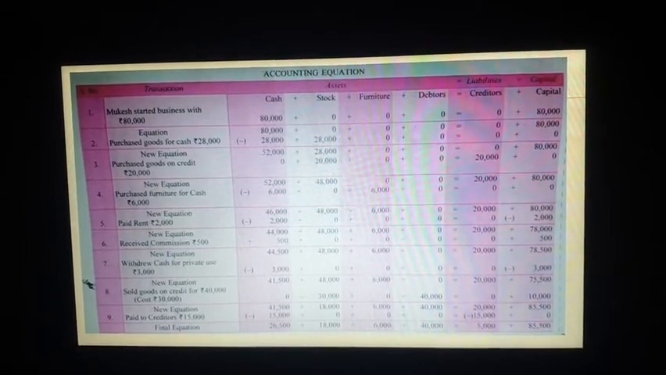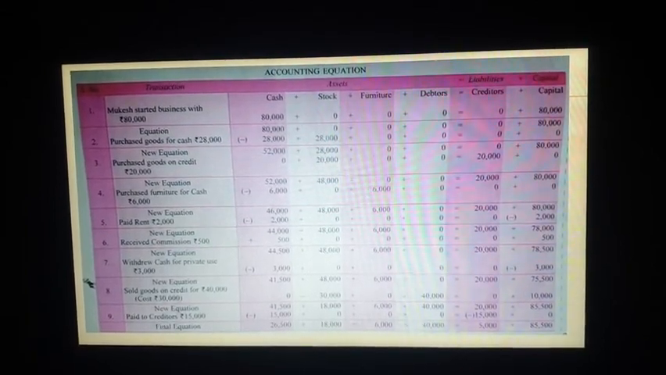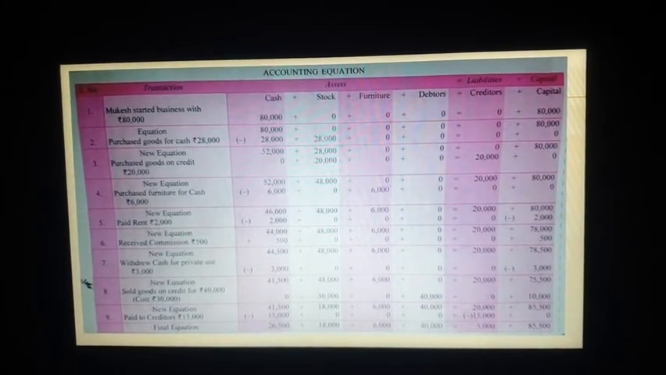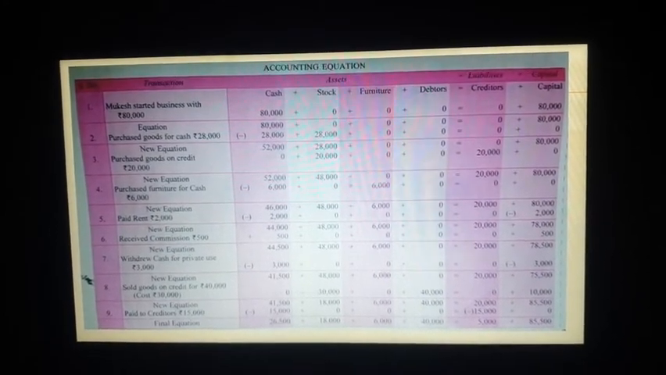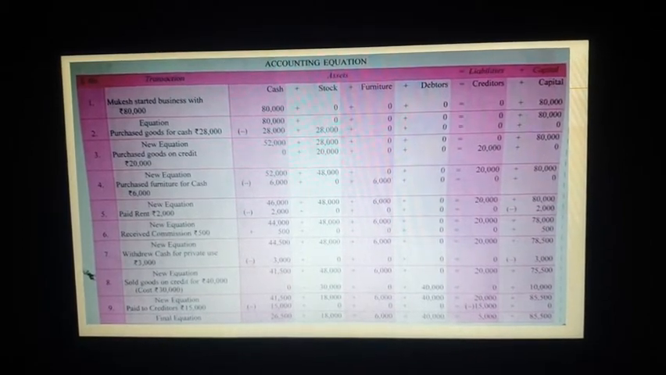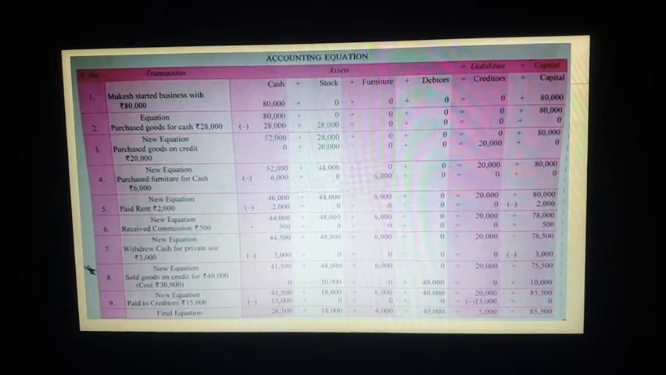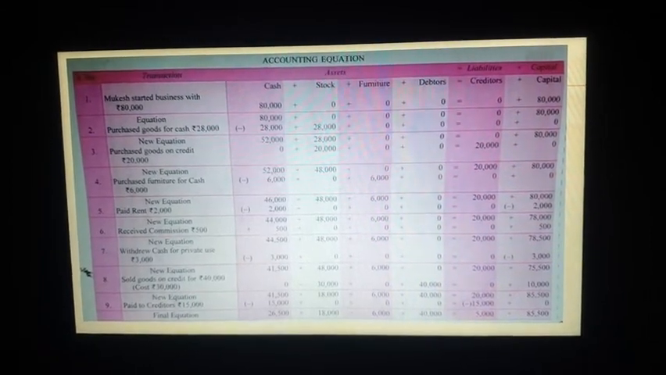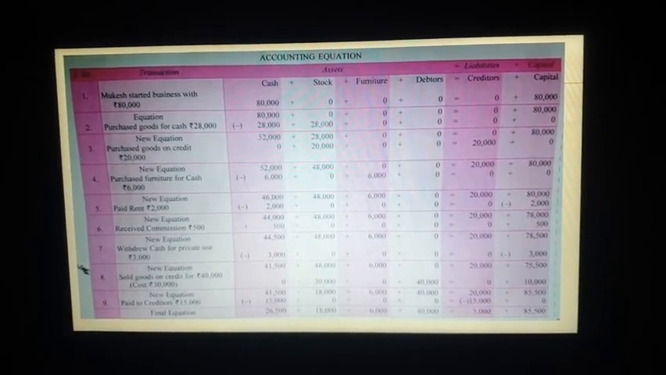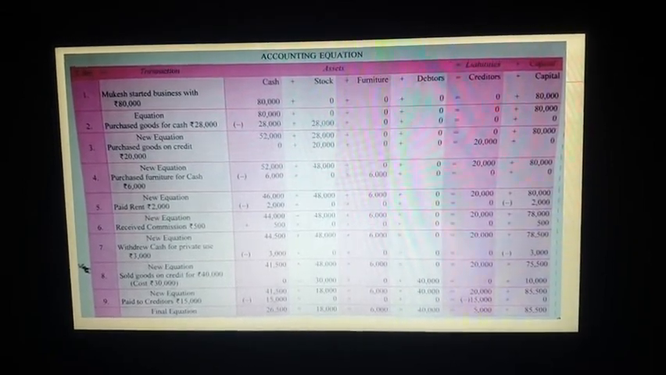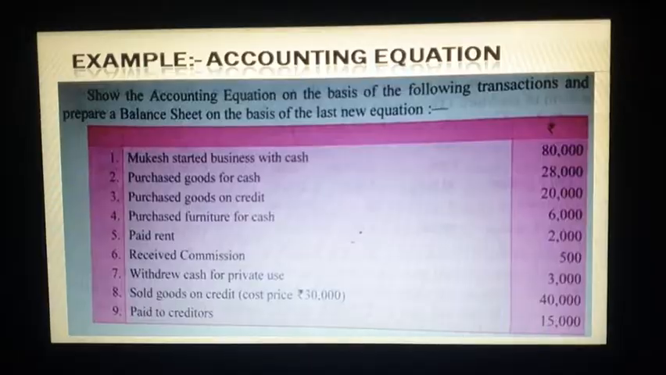And there is no impact on the liability and capital side. So after the difference, the new equation is cash is 52,000 and stock is 28,000. And on the liability side, only capital is there, same like in the previous equation, 80,000. So if you make the total of cash and stock, it comes to 80,000. That is, asset is 80,000. Same like liability plus capital is also 80,000.